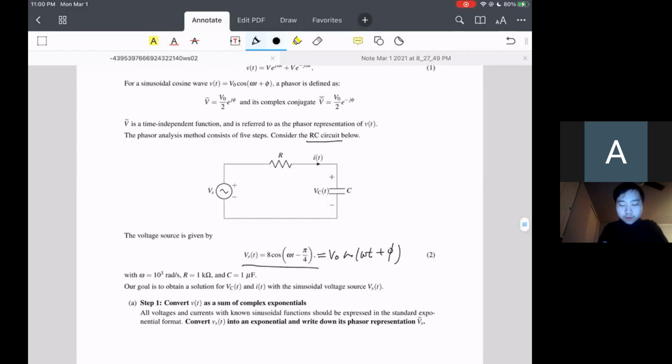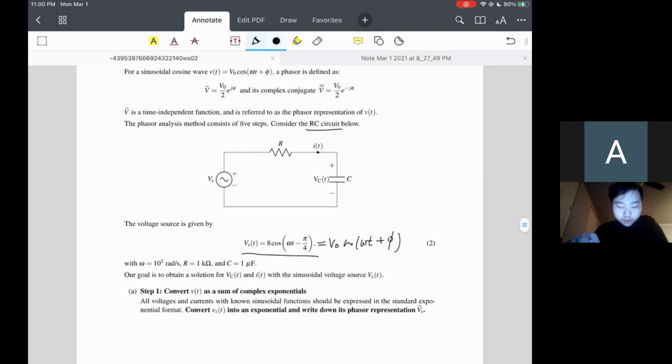So if you want to think about this question, as always, just click pause on the video and 3, 2, 1, and pause. We're going to go over this question together. So in this question, we're trying to do phasor analysis, and there are 5 steps outlined in this question.